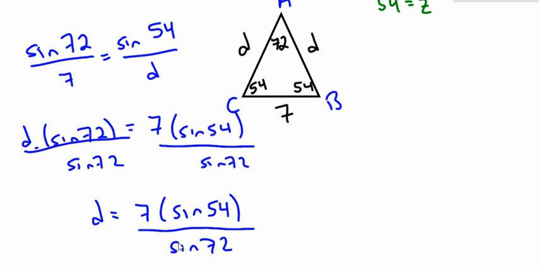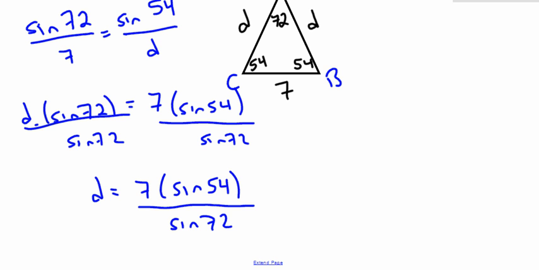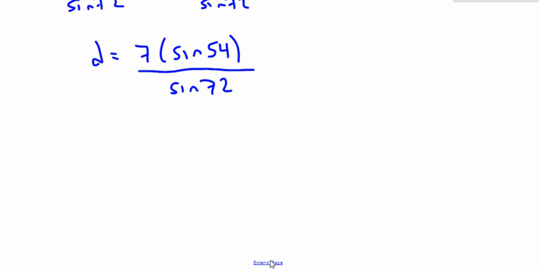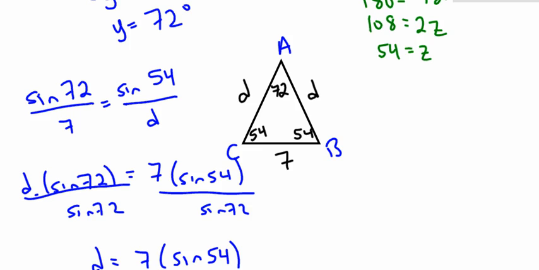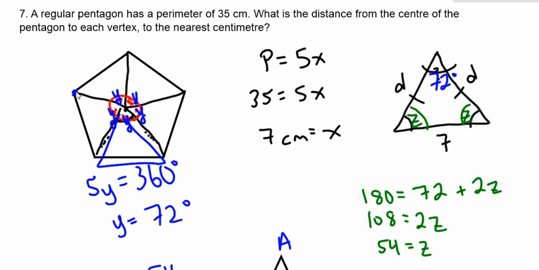And now I can just use my calculator and calculate what that distance is. So sine 54 times 7 divided by sine 72, I get 5.95, and it says to round to the nearest centimeter, so the distance is 6 centimeters. So in this pentagon, the distance from each vertex to the center is 6 centimeters.